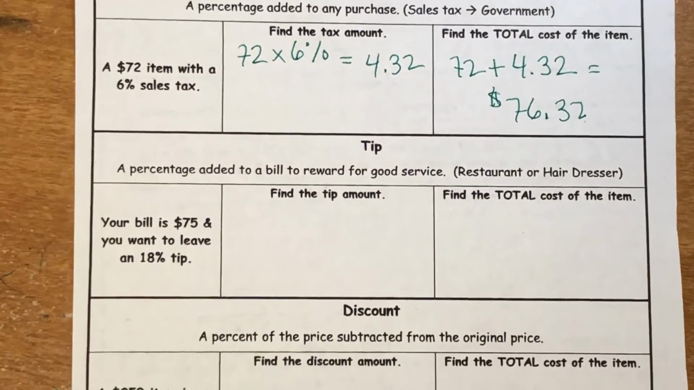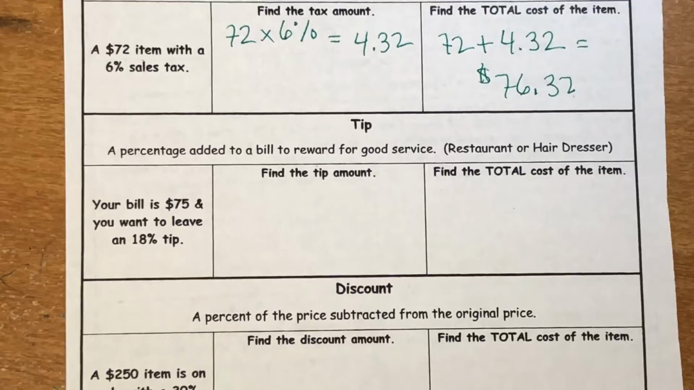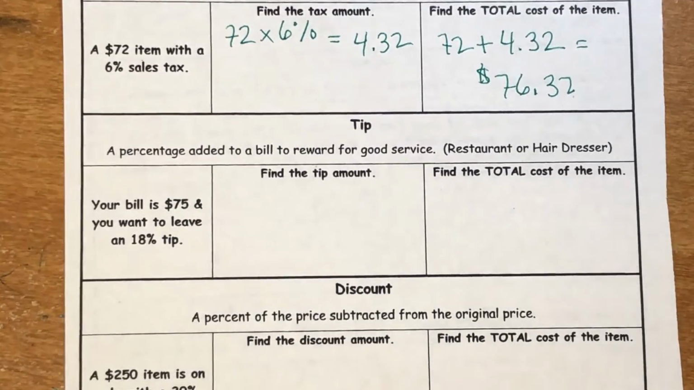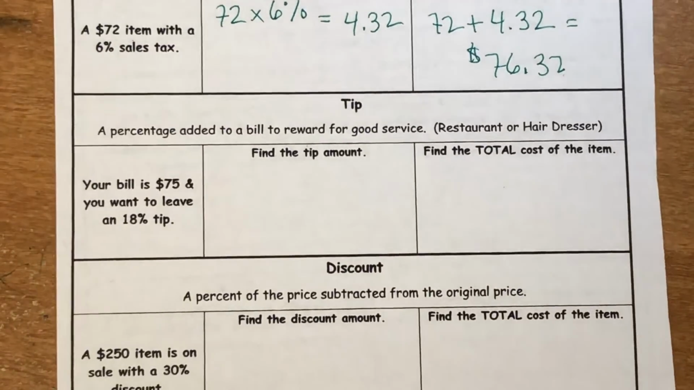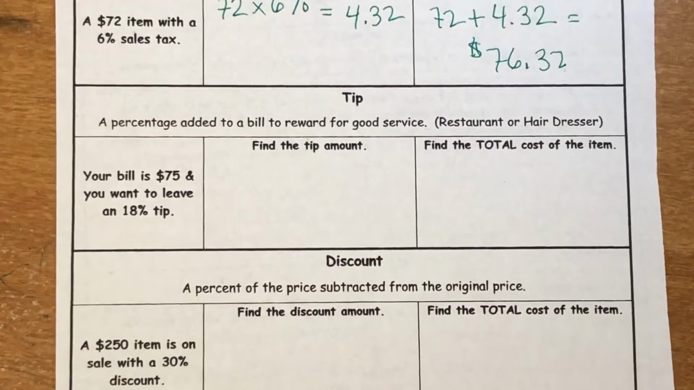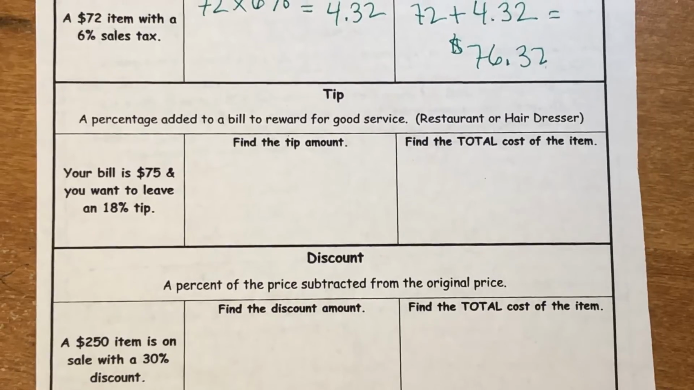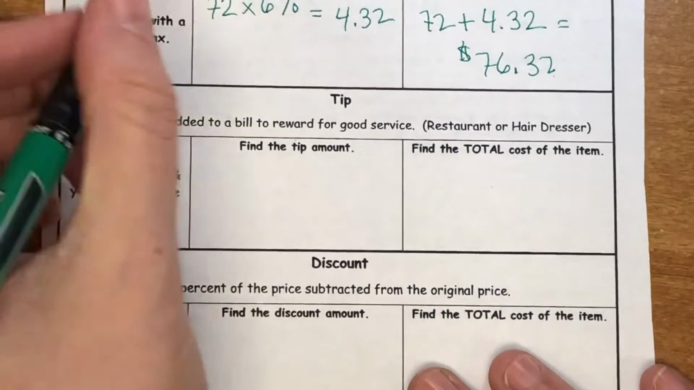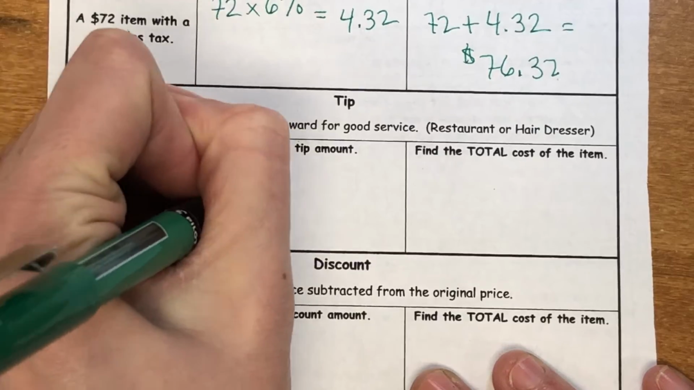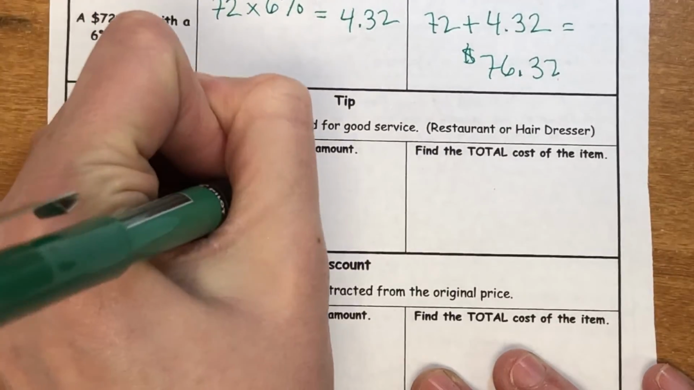Okay? Tip is the same way. It's a percentage added to a bill to reward good service. Like when you go to a restaurant, best practice is to tip your waiter or waitress. Or you can tip your hairdresser. So your bill is $75 and you want to leave an 18% tip. Again, you're going to take your bill, 75, and multiply that by 18%.